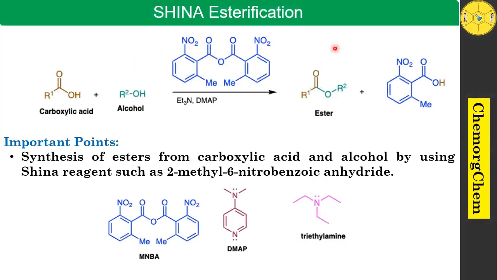So next moving on, Shiina esterification reaction. This reaction is just like Yamaguchi esterification. Instead of using Yamaguchi reagent here, if we use Shiina reagent, that is 2-methyl-6-nitrobenzoic anhydride, which is called Shiina reagent, just similar to our previous reaction it produces the corresponding ester product. This reaction mechanism we have also already discussed in our channel. You can find the link in the description box, for whoever missed watching our Shiina esterification reaction.